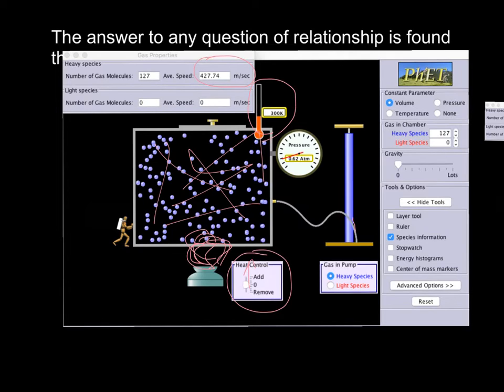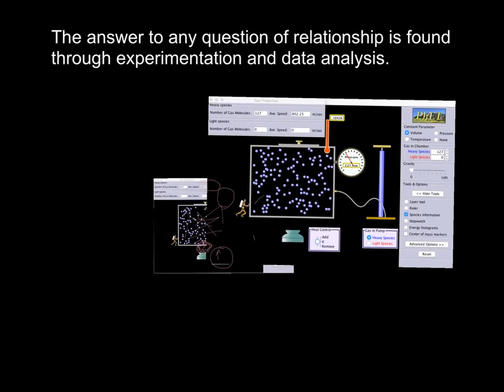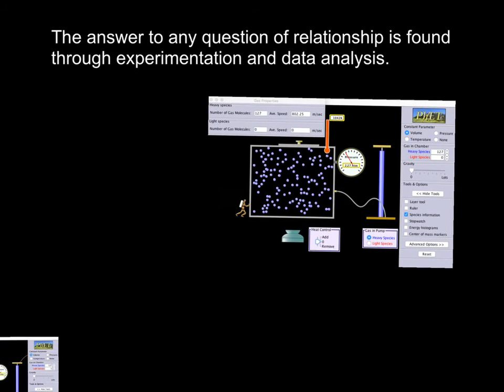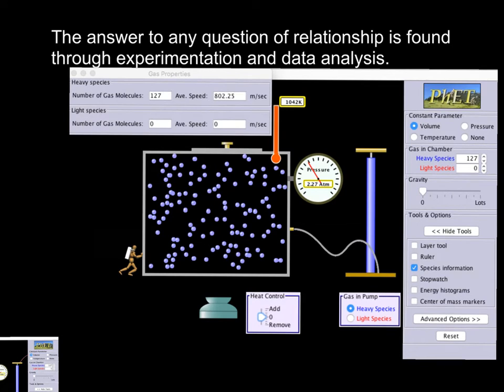So let's pull up a second picture here. You can see I've added more heat, and in this frame the speed of the molecules is greater, and the temperature is also much greater. And on the next slide I'm going to show you some of the actual data that I collected in graph form.